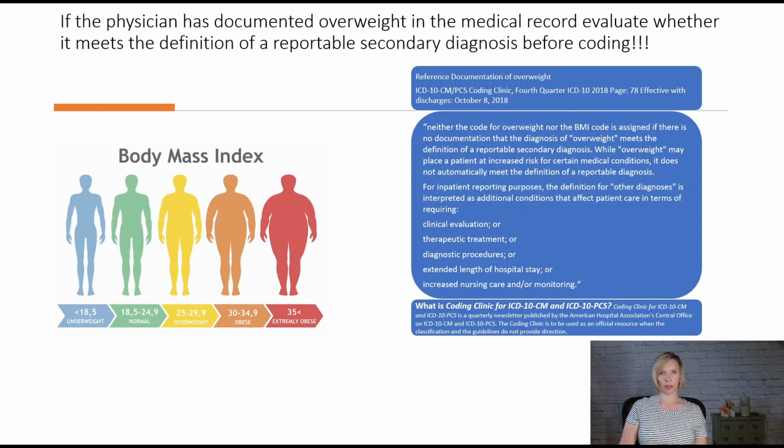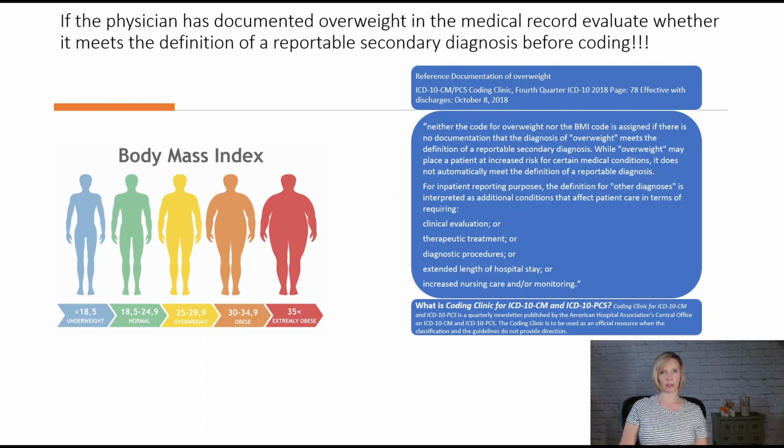To give you an example, if the physician states that a patient is overweight without any further details, this diagnosis shouldn't be coded. However, if the physician documents that the patient is overweight and that their weight is negatively impacting their health, and so they order a nutrition consult for weight loss, then the diagnosis would meet the criteria for being reported as a secondary diagnosis.